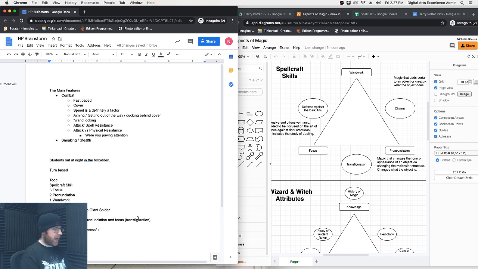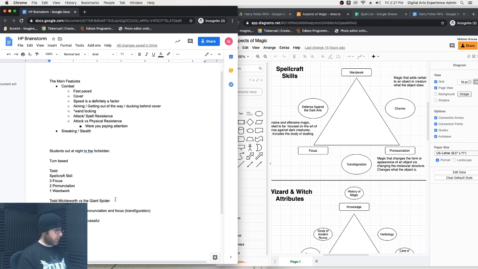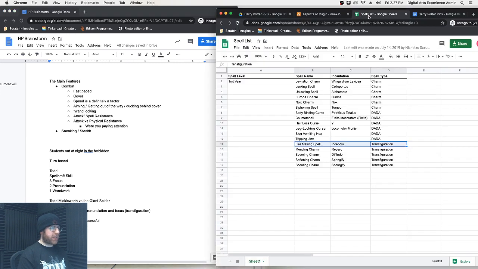So let's see. Todd has a bonus of focus and pronunciation. He has a bonus of +5 to the roll, maybe. All right. Now we need to figure out, so he's got a bonus of +5, whatever that means. We need to figure out if he is still successful in casting the spell. So how do we do that? So this is a level 1 spell.